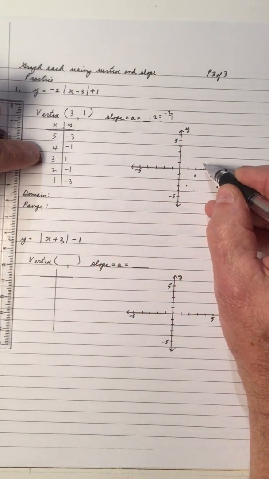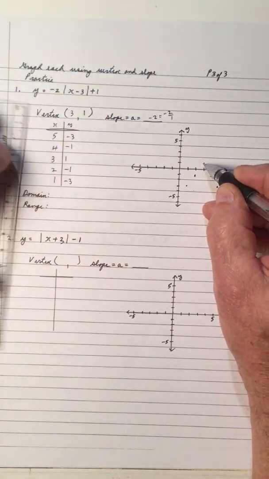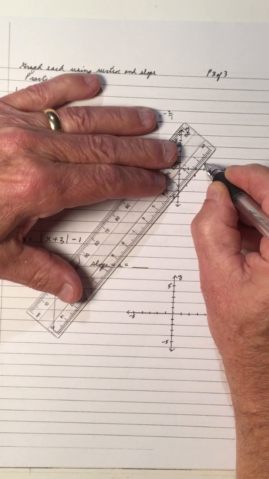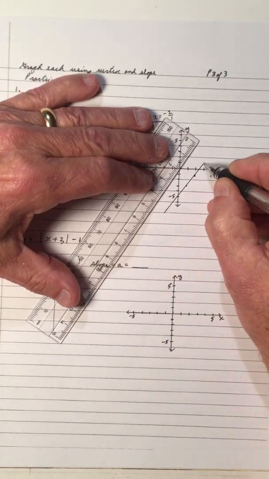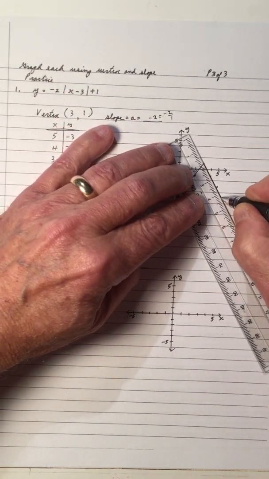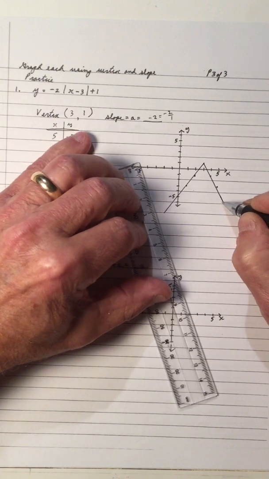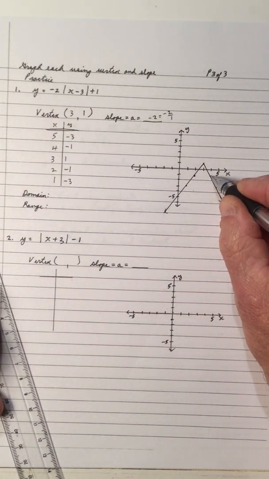So you can plot your table of values, you can put your vertex in, and you can check with your slope. Everything fits together to make sure you're correct. So I'm using the table of values as a way of checking. Really, if I wanted to, I could graph not doing the table of values.